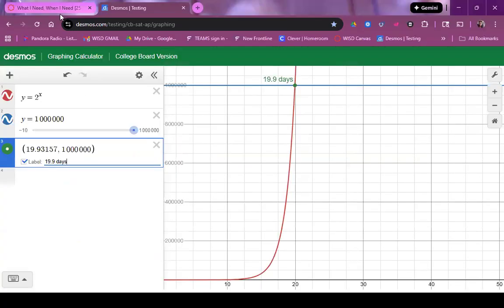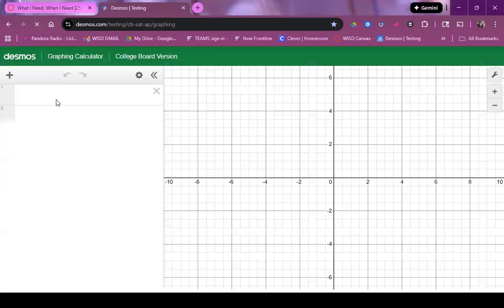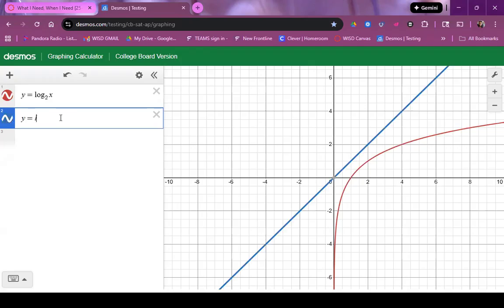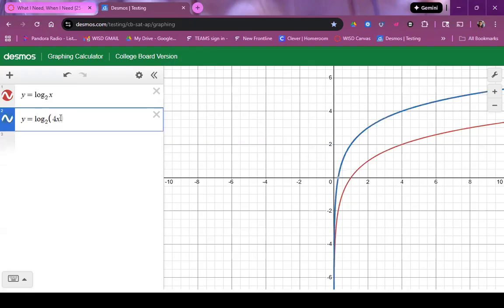I'm going to reset this. I'm going to put in first our log function: y equals log base 2 of x. That's not a 2, that's a z. So there's the original, right? Now I'm going to put in y equals log base 2 of (4x). Is that not what we graphed on our paper?